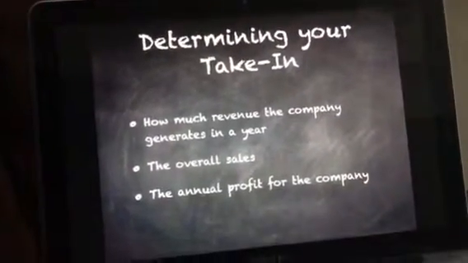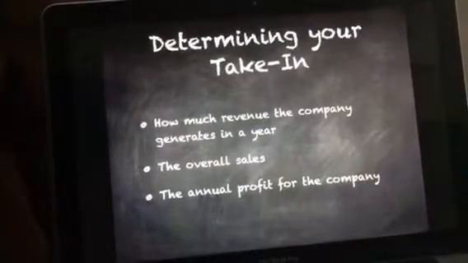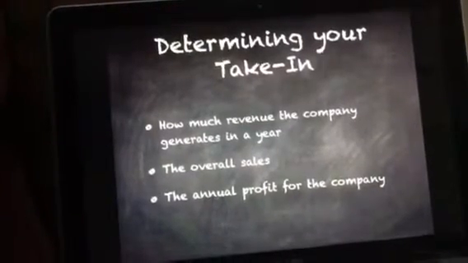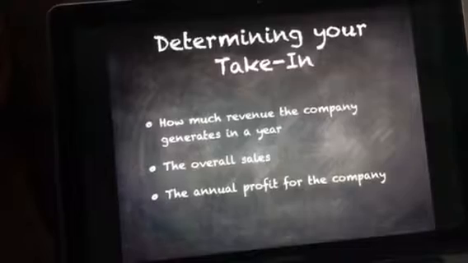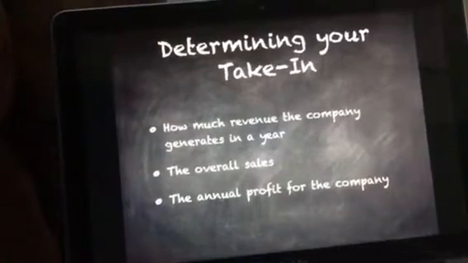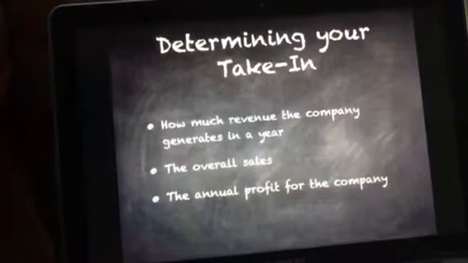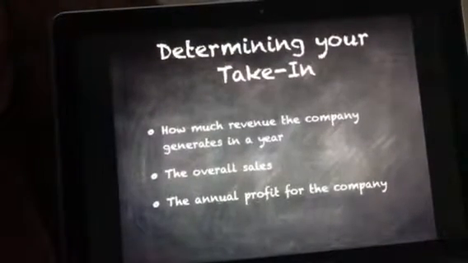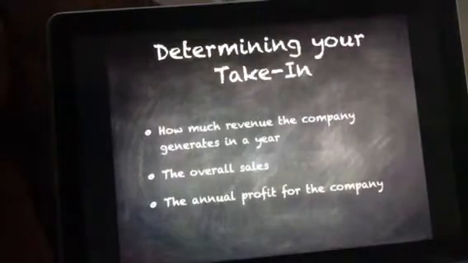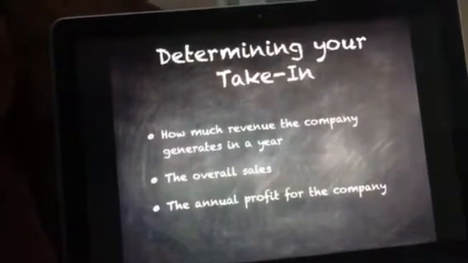Determining your take-in. The take-in is the overall sales the company generates in the year, and it's the profit. In our company, for example, that is how many signs we sell per week, how many signs we sell per month, and for the overall fiscal year. Knowing how much you take in is the most important part for knowing how much you can spend. If you don't know how much you take in, that's where you open yourself up to completely overspending and living outside of your means.